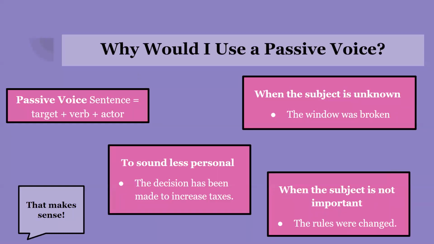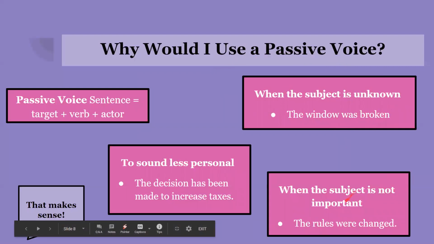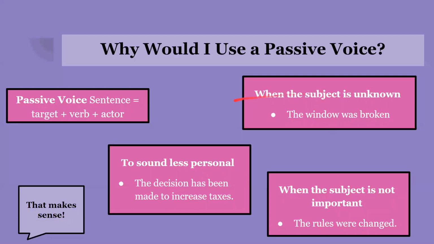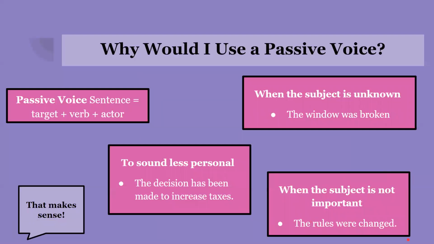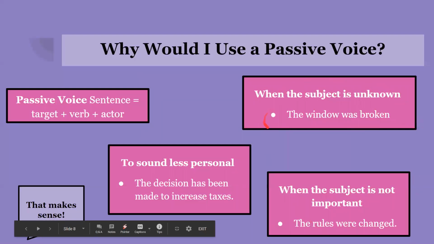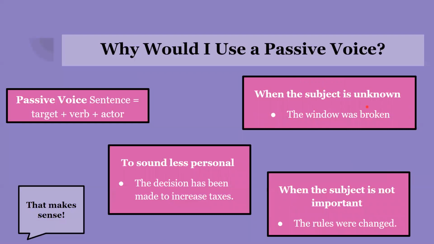So why would I use a passive voice? There are certain times when you would use a passive voice instead of an active voice. And these are the 3 reasons. When the subject is unknown, to sound less personal, and when the subject is not important. So here are some examples. The window is broken, the decision has been made to increase taxes, and the rules were changed. So the window is broken, we don't know who the subject is. So that's why we'd use a passive voice.